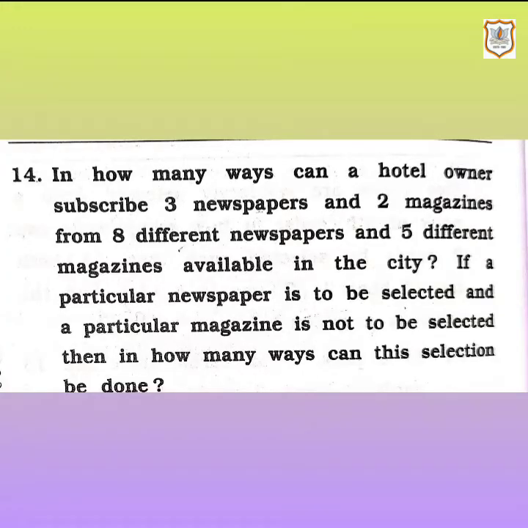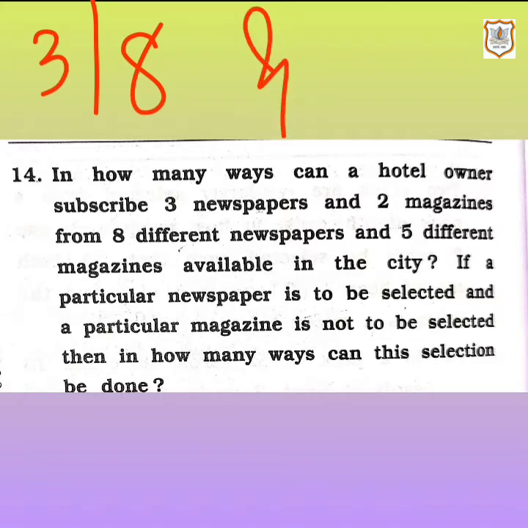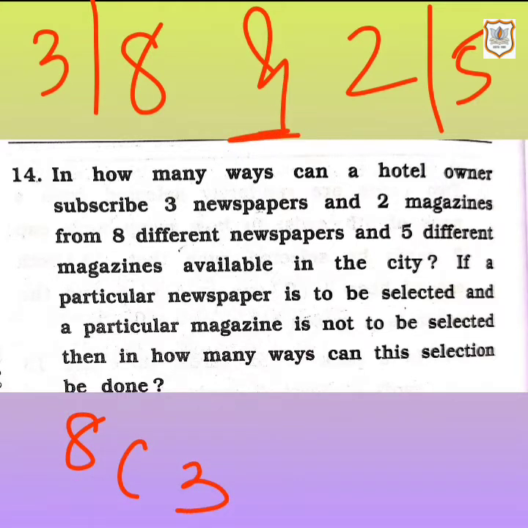So here it is mentioned that total there are 8 newspapers and 5 magazines. Out of 8 newspapers, 3 newspapers are to be selected, and 2 magazines are to be selected out of 5 magazines. So what will be the combination for this? 3 out of 8, that means 8C3, and multiplication, 2 out of 5, that means 5C2. This is the combination of the question up to here.